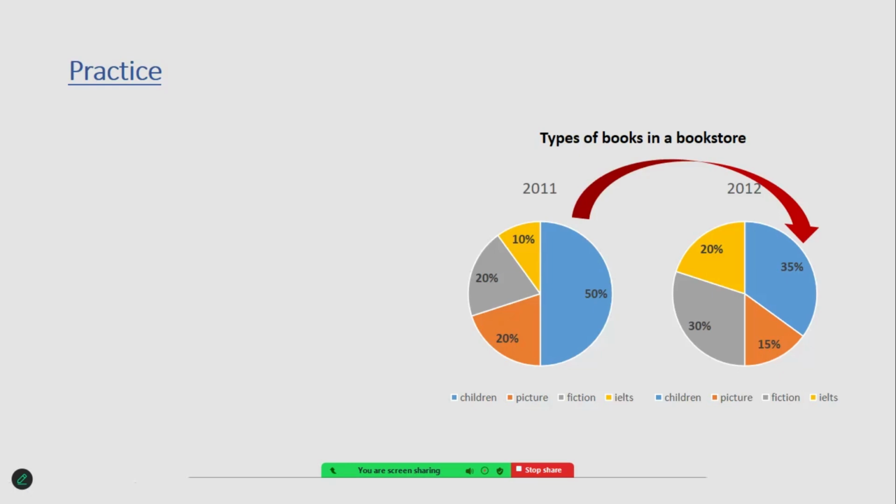Now let's talk about the blue segment here. This is children. And we talk about types of books. So children's book, we can see that it went down from 50% in 2011 to 35% in 2012. Now I will use structure of today and the previous lesson to describe this.